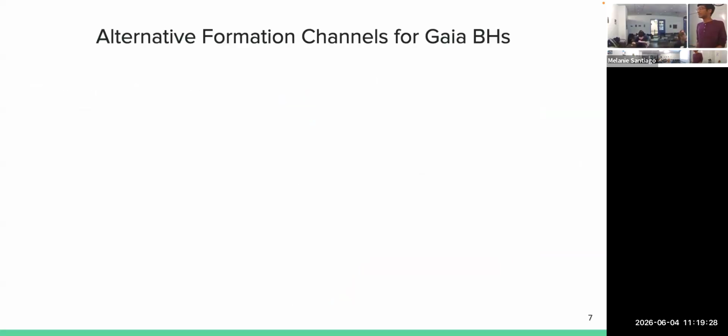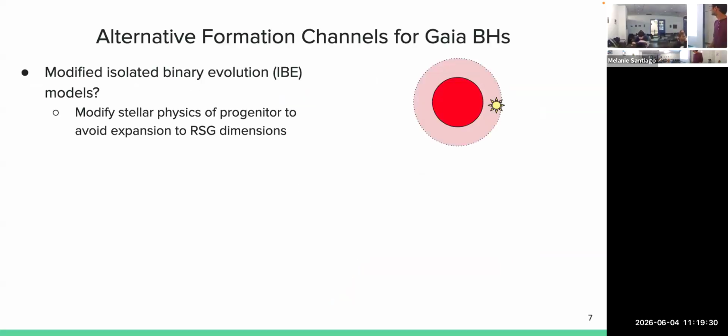And so what has been suggested, as already alluded to, is maybe you can modify this picture dramatically enough that the stellar physics of the progenitor changes and your star just doesn't expand to red supergiant dimensions, and you avoid interaction completely. Because if you avoid interaction completely, there's no problem. The low mass star can just chill at that orbital separation and the star turns into a black hole. So how can you accomplish this?